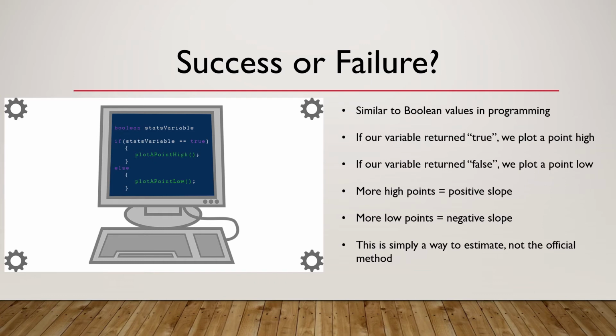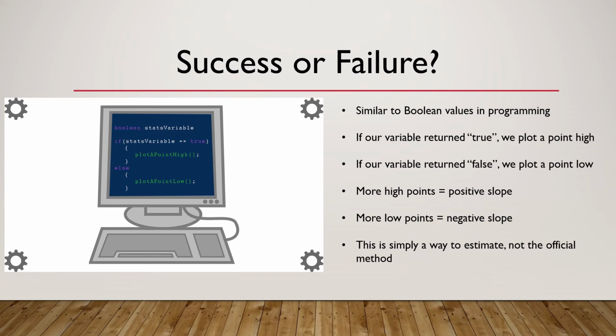We can then take the average of all of these points to give us our slope. If you have more high points, then the slope will trend positively. If you have more low points, then the slope will trend negatively. Again, this isn't the official method, and it will not give you as accurate of a result as the official method I spoke about earlier, but it is a good way to roughly estimate what you might be looking at in your dataset.